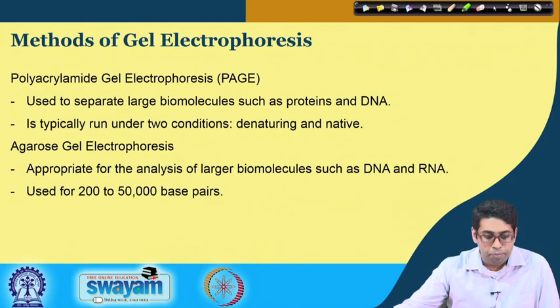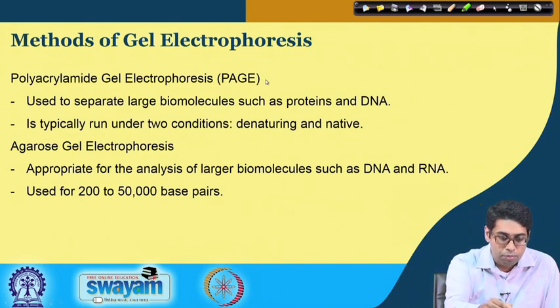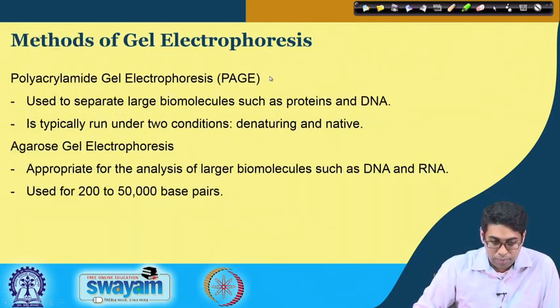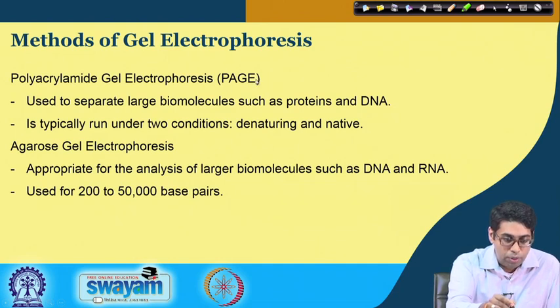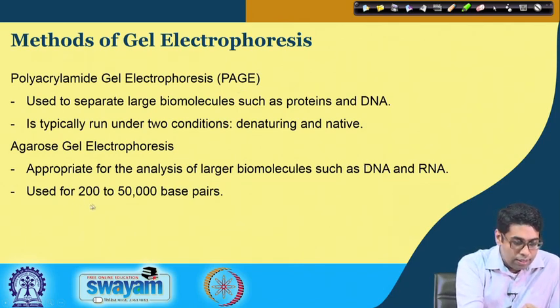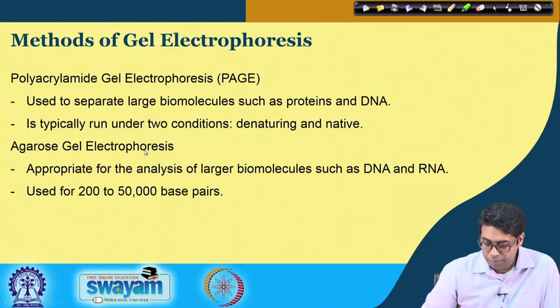So, PAGE is used mostly for proteins, and it is used for DNA if the length of the DNA is less than 200 base pair. If the DNA or the RNA is more than 200 base pair, then we have to use agarose gel electrophoresis.